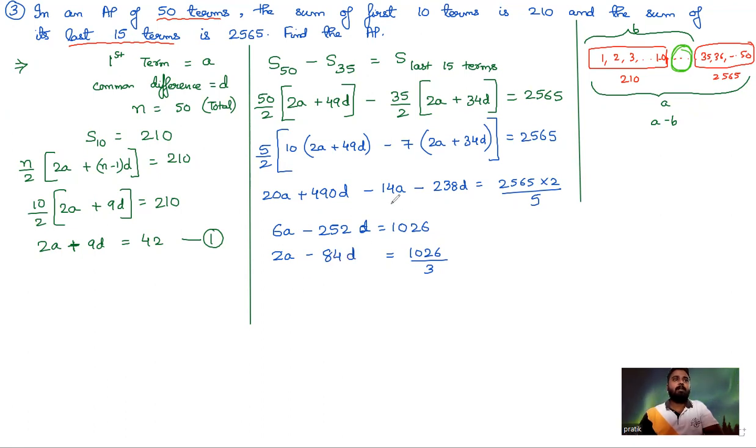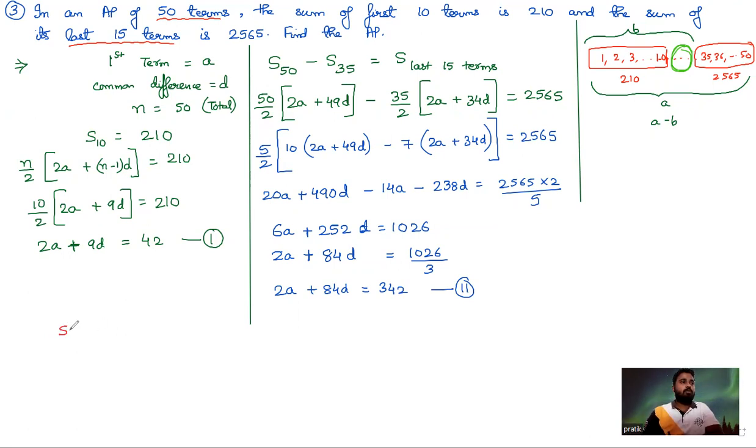Yeah, mine. Oh, this is plus. Sorry, plus. My bad. 490 minus 238. So 2a plus 84d is equal to 342. 3 3s are 9, 10, 3 4s are 12, 3 2s are 6. That's your second equation. Now what we can do is, with two equations and two variables, solve the two.